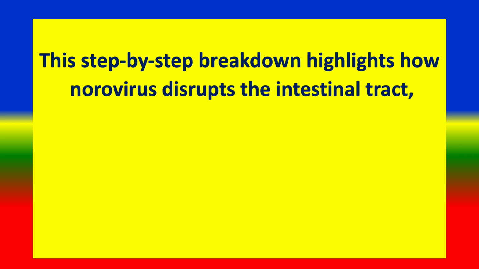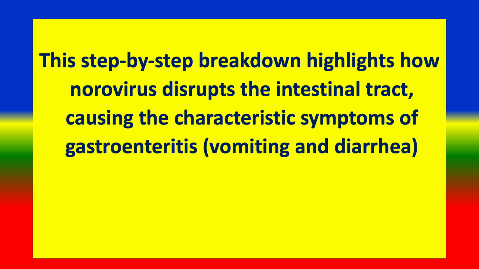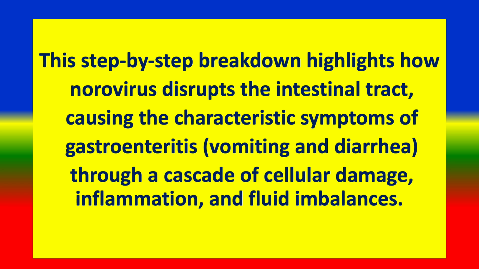The step-by-step breakdown highlights how norovirus disrupts the intestinal tract, causing the characteristic symptoms of gastroenteritis, vomiting and diarrhea, through a cascade of cellular damage, inflammation, and fluid imbalances.